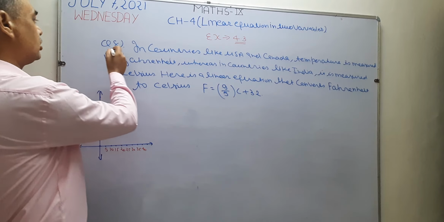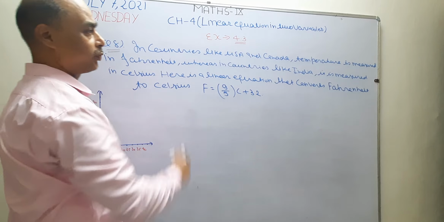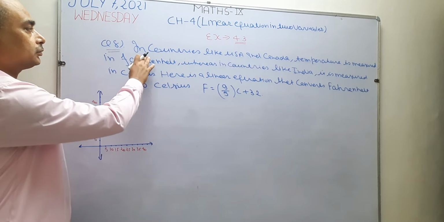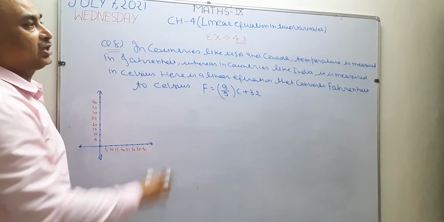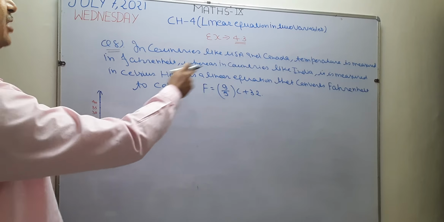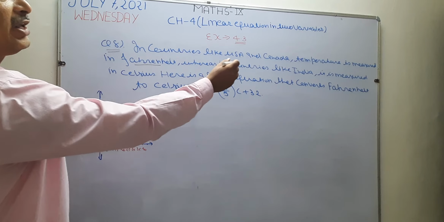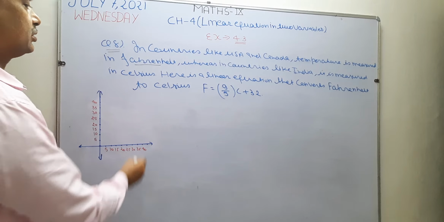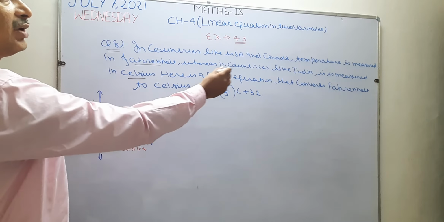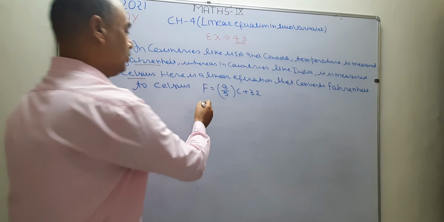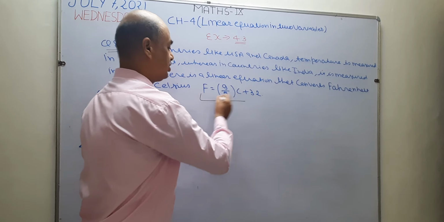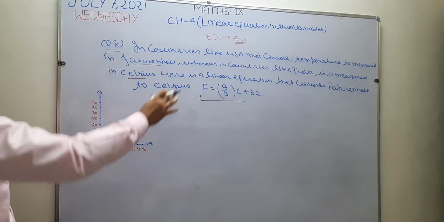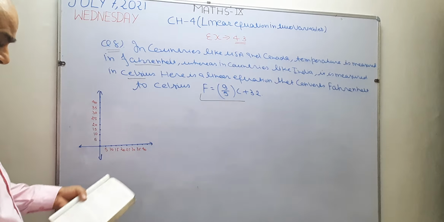Now I want to solve the last question, question number 8 of exercise 4.3. See what is given. In countries like USA and Canada, temperature is measured in Fahrenheit, but in India it is measured in Celsius. Here is one linear equation to convert Fahrenheit to Celsius and Celsius to Fahrenheit. This formula is given.